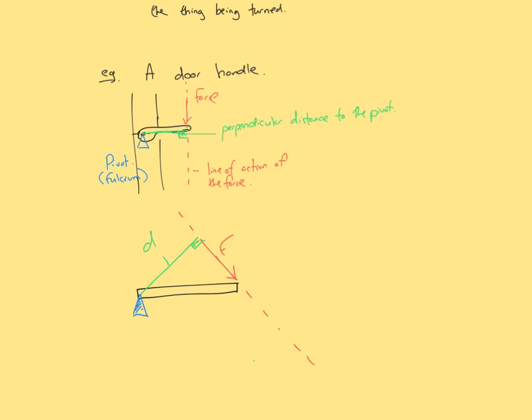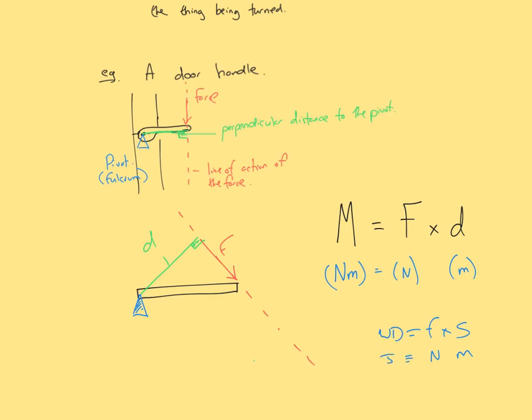So to use those to work out the moment, it is going to be equal to the size of the force you're applying multiplied by the perpendicular distance to the pivot, which means force is measured in newtons, perpendicular distance is measured in meters, which means a moment is measured in Newton meters. Now, as you know, from work done equals force times distance, work done is joules.